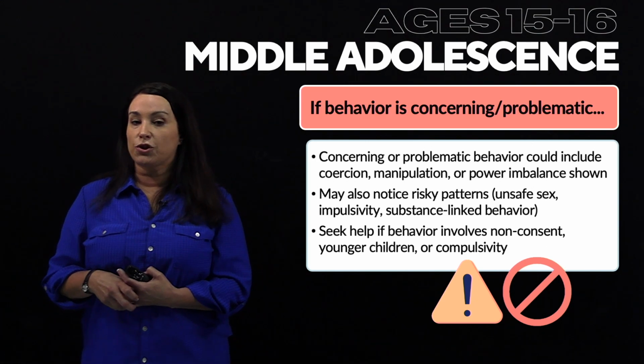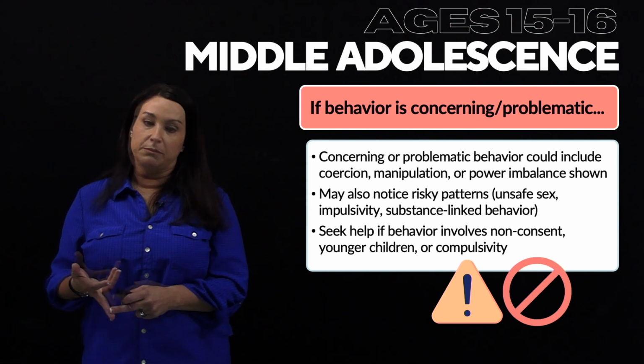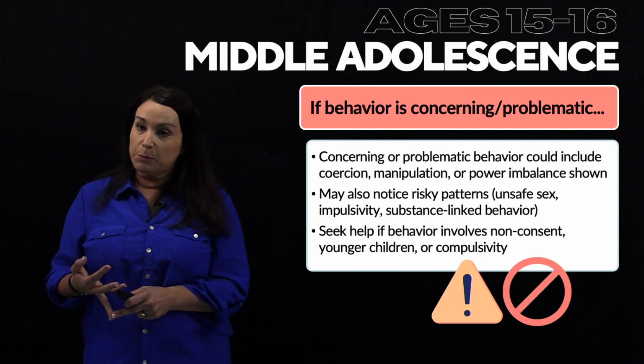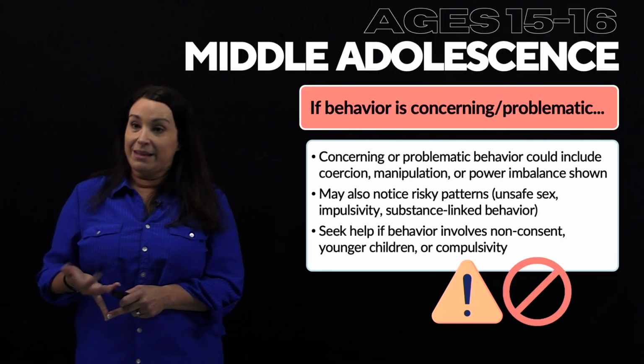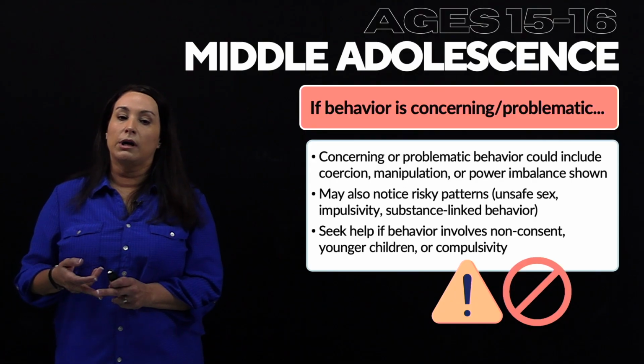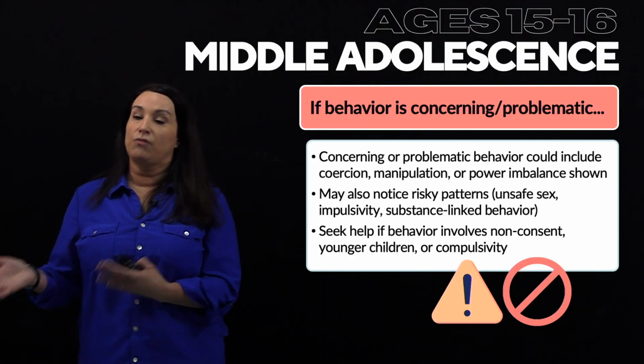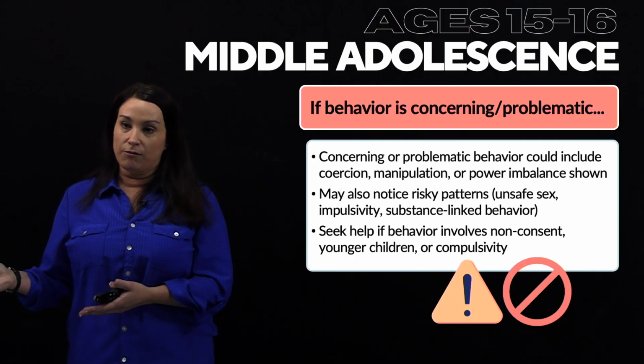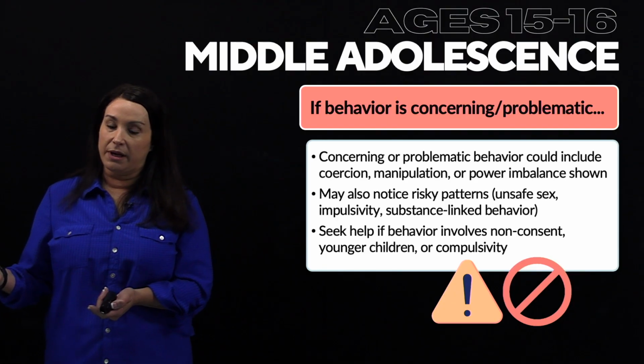If the behavior is concerning or problematic: unsafe sex, promiscuity, substance-linked behavior, for example, blacking out and not knowing what happened is certainly of concern. Seeking help if behaviors involve non-consent, absolutely if they involve younger children, or compulsive behaviors.